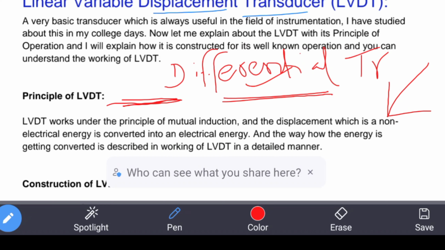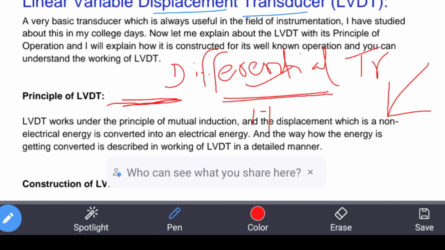LVDTs are linear position sensors. These are also called linear position sensors, which can measure movements from very small millimeters to several inches. If any object moves even a very small number of millimeters, it can be converted into an electrical signal. That's why it plays an important role in industries and instrumentation. If there is any displacement in the machine, that can be converted into an electrical signal.